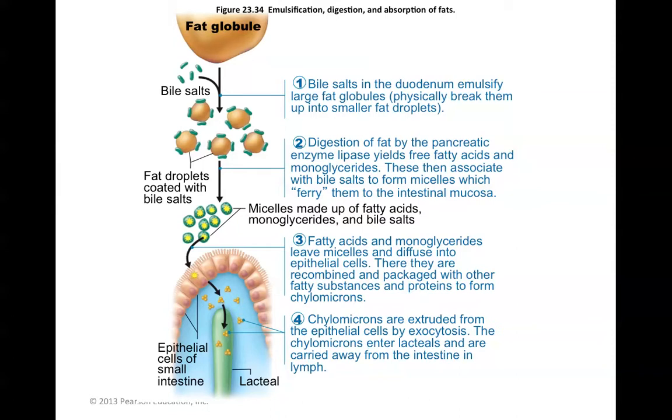Small pieces of fats are going to be surrounded by biodetergents to form an emulsion of fats. So we're looking at here an emulsion of fats where we have little fat globules, much smaller than this big one here, and surrounded by these little green bile salts. And each exposed fat then is digested by lipase in the small intestine, of course.